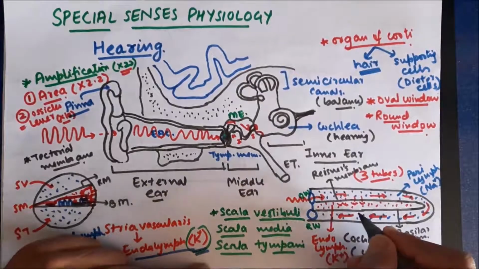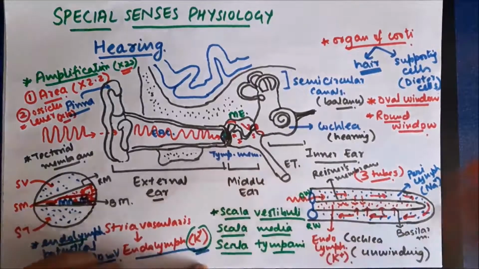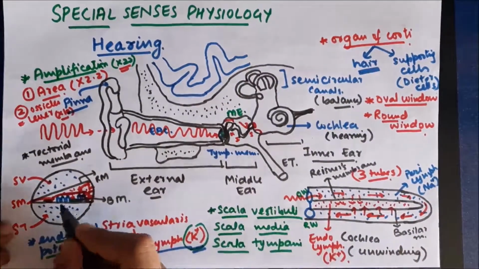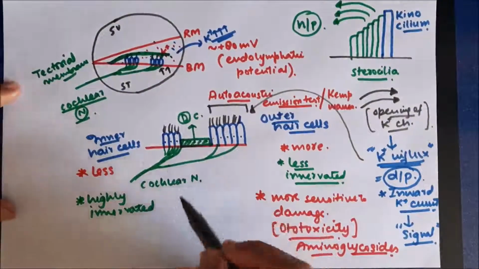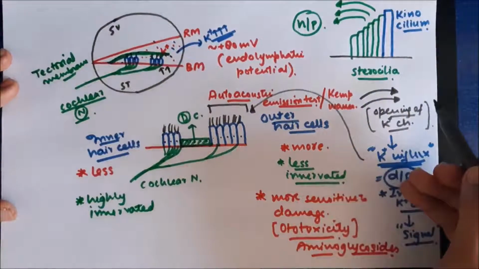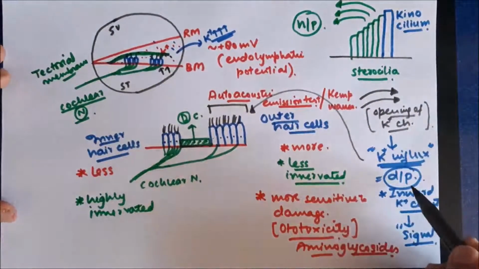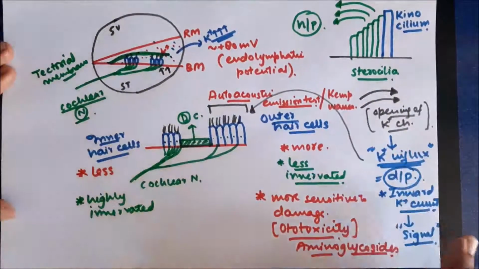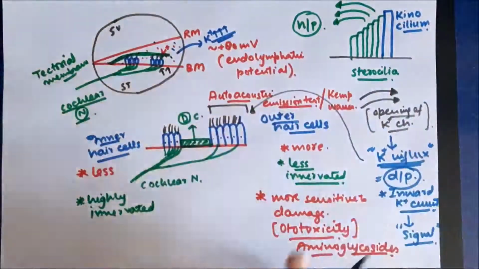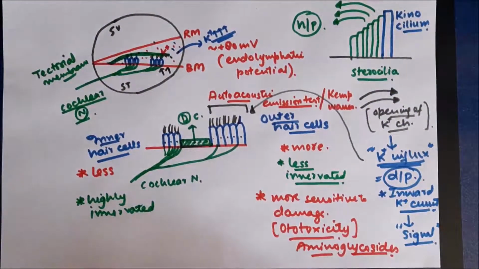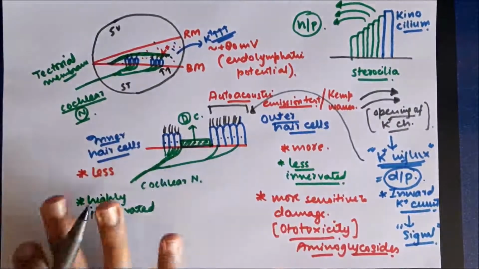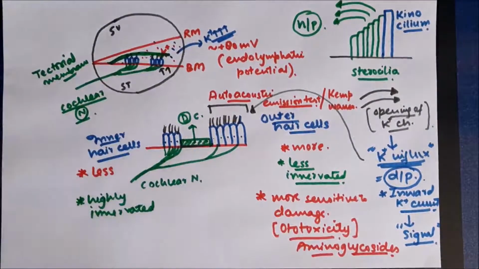Now these vibrations also reach the scala tympani through the common pathway, as the scala vestibuli and scala tympani are connected to each other. Because of these vibrations, there are vibrations in the basilar membrane. These vibrations cause movement of the stereocilia on the hair cells, and if movement occurs towards the kinocilium, that results in opening of potassium channels, inward potassium current, and depolarization, which generates the signal. This is then conducted along the auditory pathway to the higher centers of the brain, and we are able to hear different things. So the hair cells depolarize, and then through the cochlear nerve, impulses go along the auditory pathway.